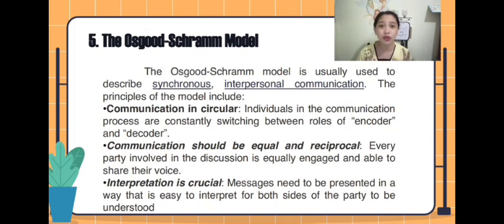Through this, we can apply the Osgood-Schramm model as a best practice in the educational setting, in which as teachers, we need to apply circular communication, wherein we allow learners to constantly switch ideas from one to another. Also, communication must be equal. You should allow your receiver to say what he or she is trying to tell. So, in order to promote diversity, we need to become a good listener. And not just that, interpretation is crucial. That's why we need to respect one another. So that's it. Thank you so much, and back to you.